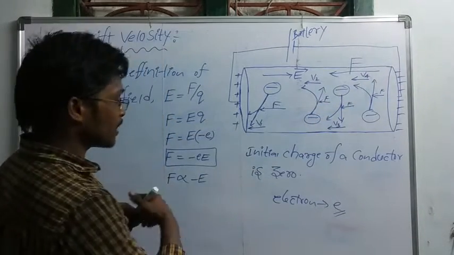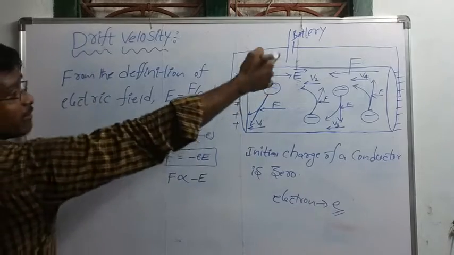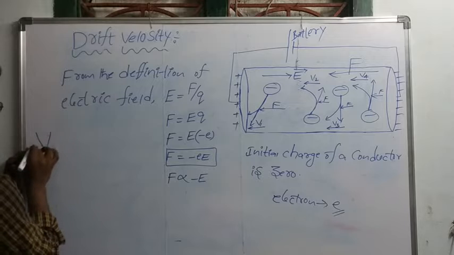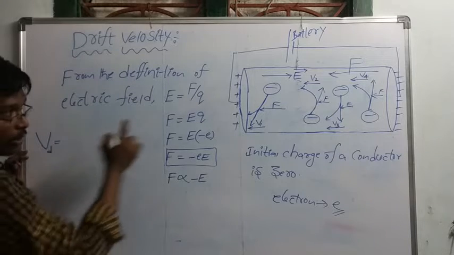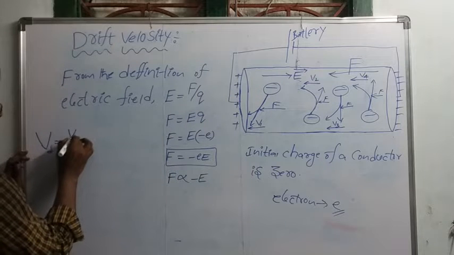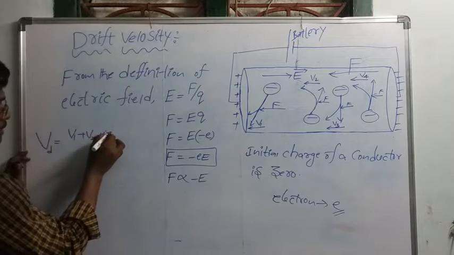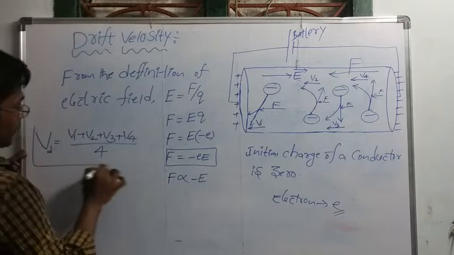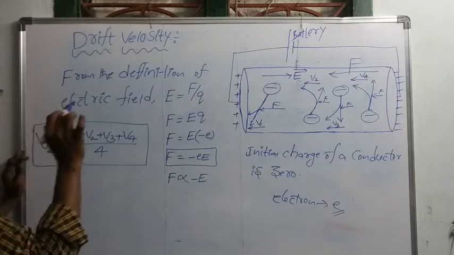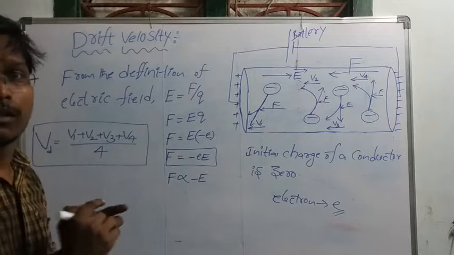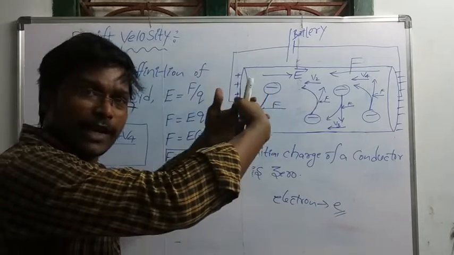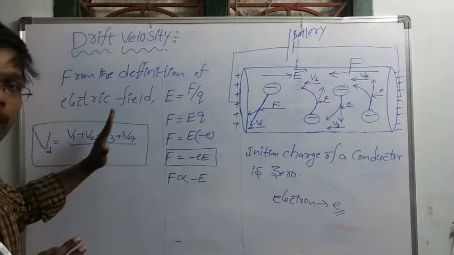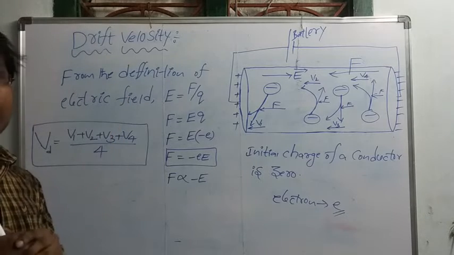I will write that formula. See, average velocity means what? How many velocities are there? 4. Correct. So the drift velocity is equal to V1 plus V2 plus V3 plus V4, divided by 4. This is the formula for drift velocity. The average of the velocities of the 4 electrons is called the drift velocity. Vd is equal to V1 plus V2 plus V3 plus V4 by 4.